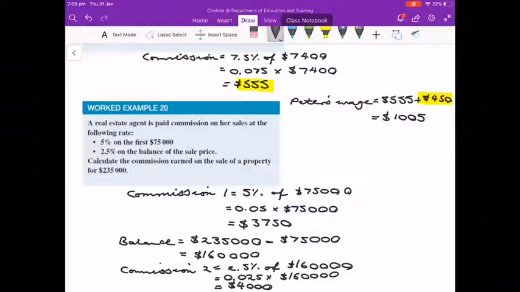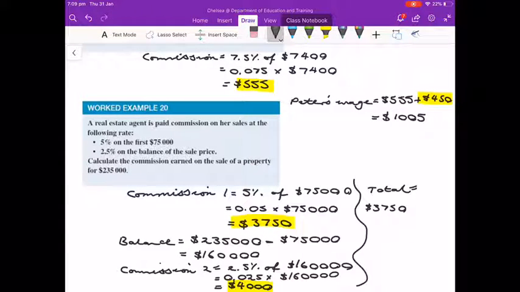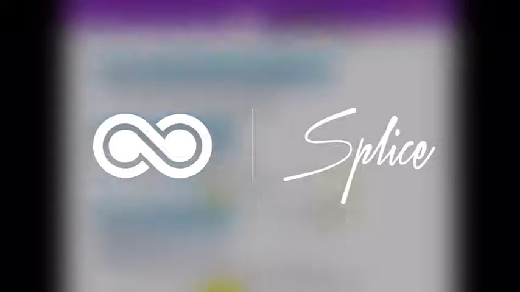To find the total, we add the value of the first commission, which was here, and the second commission. So all up, the real estate agent earns $7,750. And that is how you calculate commission.